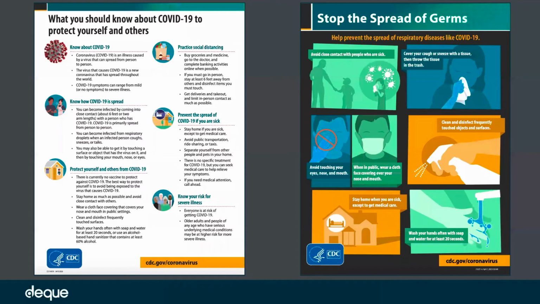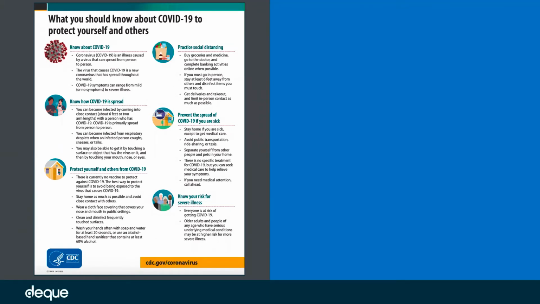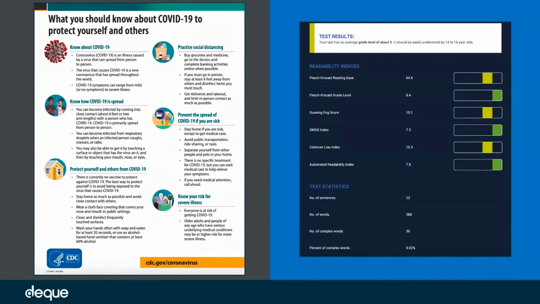So we're going to test the readability, or the ease at which a reader can understand the written text, with a tool. This is the first one. Even the title is really long: what you should know about COVID-19 to protect yourself and others. If we evaluate the main body copy, ignoring the logos and things like that, and use a readability test, we see that the PSA has 388 words, a grade level of about 9, and a Flesch-Kincaid reading ease of 64.6.